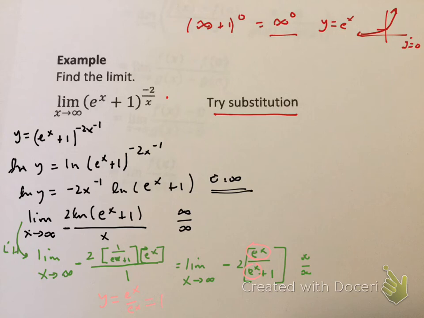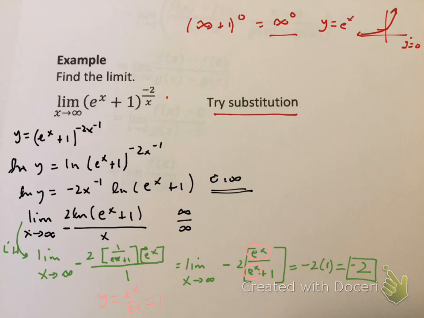Last time I used pink. So this thing is going to work out to be, oh come on, give me a different color. It's going to work out to be, let's erase it, get it out of there, a negative 2 times a 1, or a negative 2. That's what that limit would be.